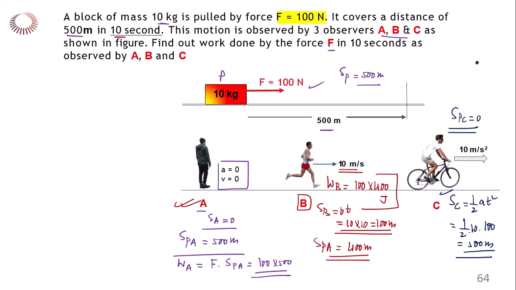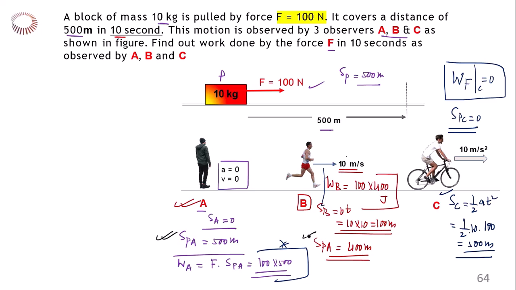So work done by the force as seen by the observer C is going to be 0. Okay. So it clearly says that the work done is dependent on the situation, as seen by the observer who is seeing the particle move. Once the particle is seen by the observer A, who is at rest, then I calculate the displacement with respect to A. Once I see the observer B, who is moving 10 meter per second, we calculate the displacement with respect to B. Now finally I calculate the displacement with respect to C.